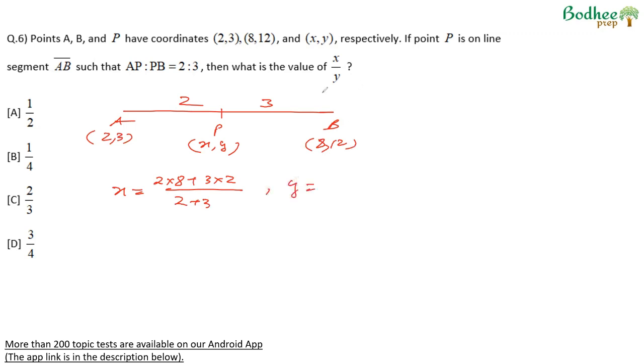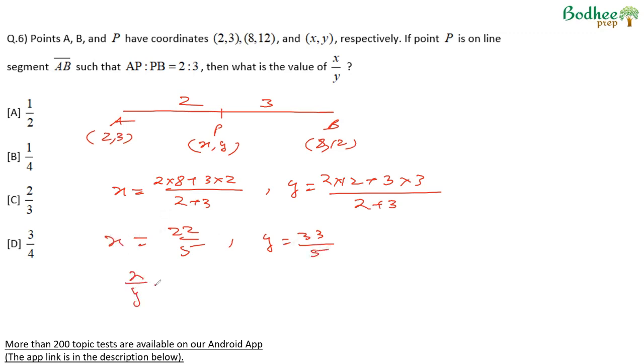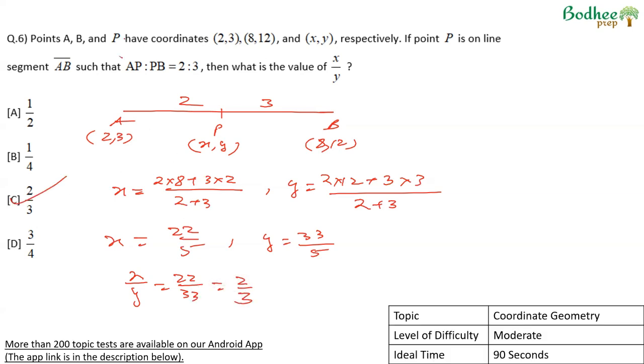Y will be, by the direct formula of a point dividing a line, (m into y2 plus n into y1) upon (m plus n). So 8 into 16 plus 6, 22 by 5. Y will be 24 plus 9, 33 by 5. And therefore x by y will be nothing but 22 upon 33, 5 and 5 cancel, or 2 by 3 becomes the answer, option C. Again, an easy question, not more than a minute and a half to solve, because it is just the application of one direct formula.